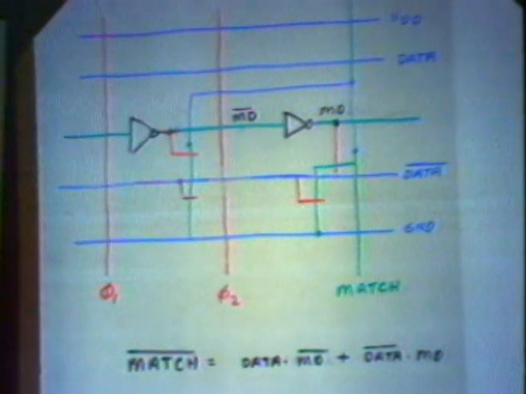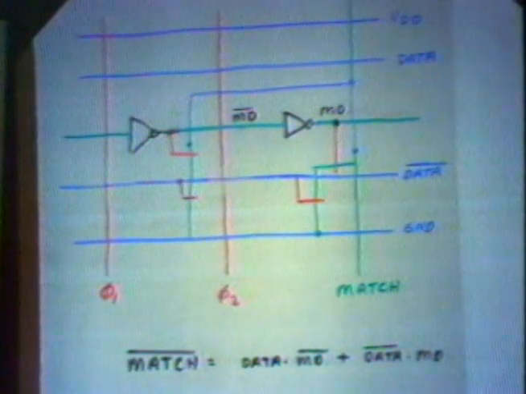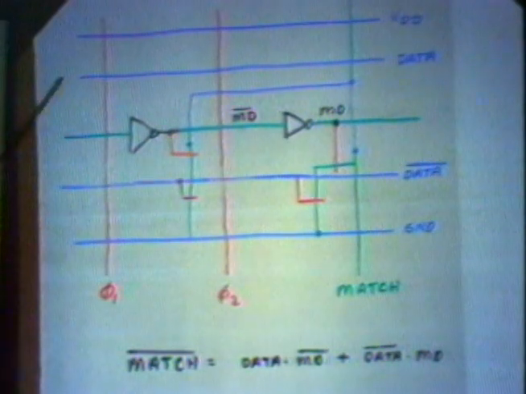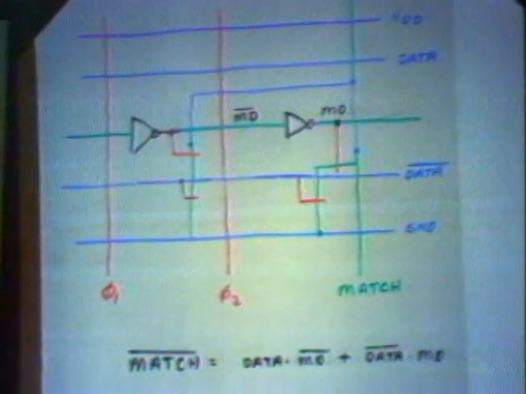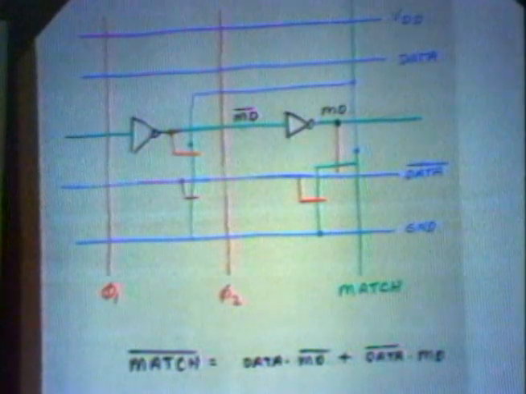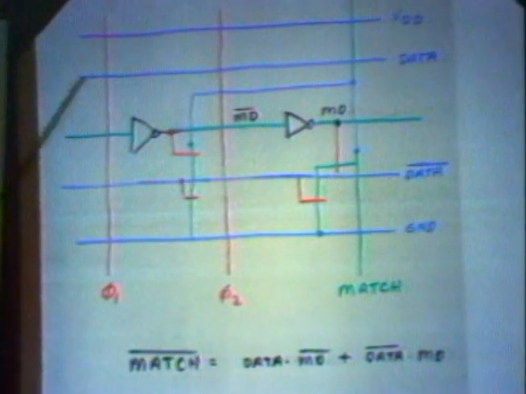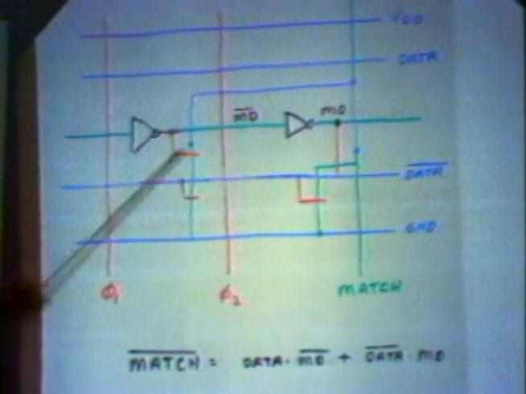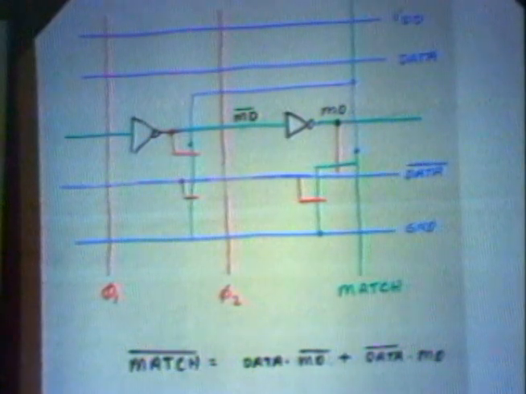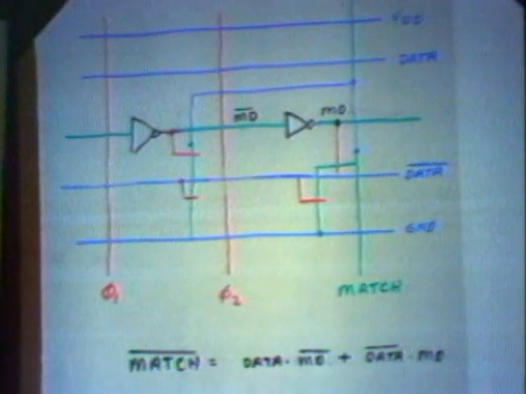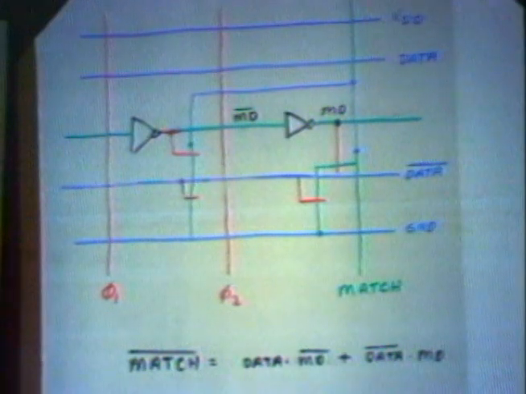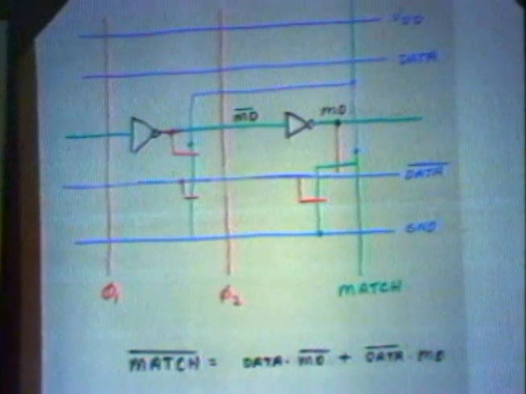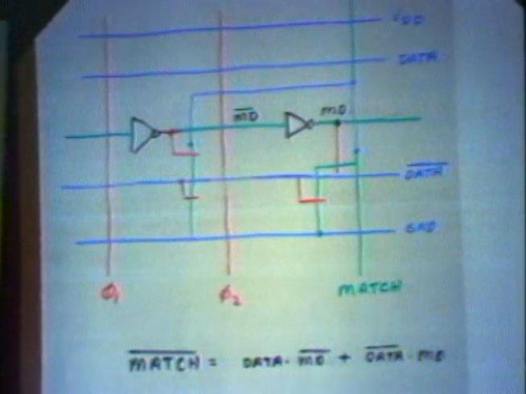If you're going to do the content addressable function, you have to be able to bring in, in this case, data and data bar to each of the cells in the memory so that it has something to match against. What you want to do is compare the data which exists on these two lines with what's actually stored in this bit and decide whether it represents a match or not. And since each of these cells has the capability to match, your whole memory is basically being searched simultaneously for that particular set of bits of information that are on what I've called the data lines.